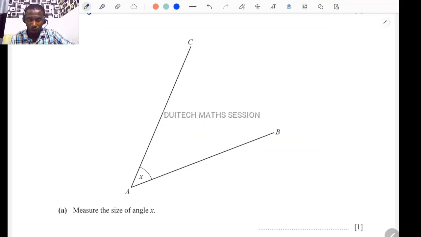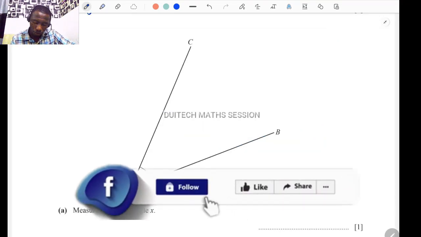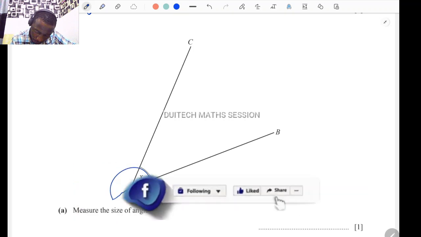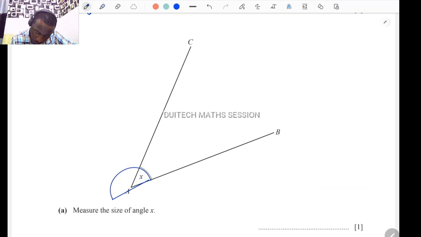Number two says we should measure the size of the angle. In measuring the size of the angle, we have to place a protractor so that the 90 faces directly like this. In measuring this, I see that the line is almost dividing the 90 into two equal halves. So if I take half, I should be thinking of it to be 45.